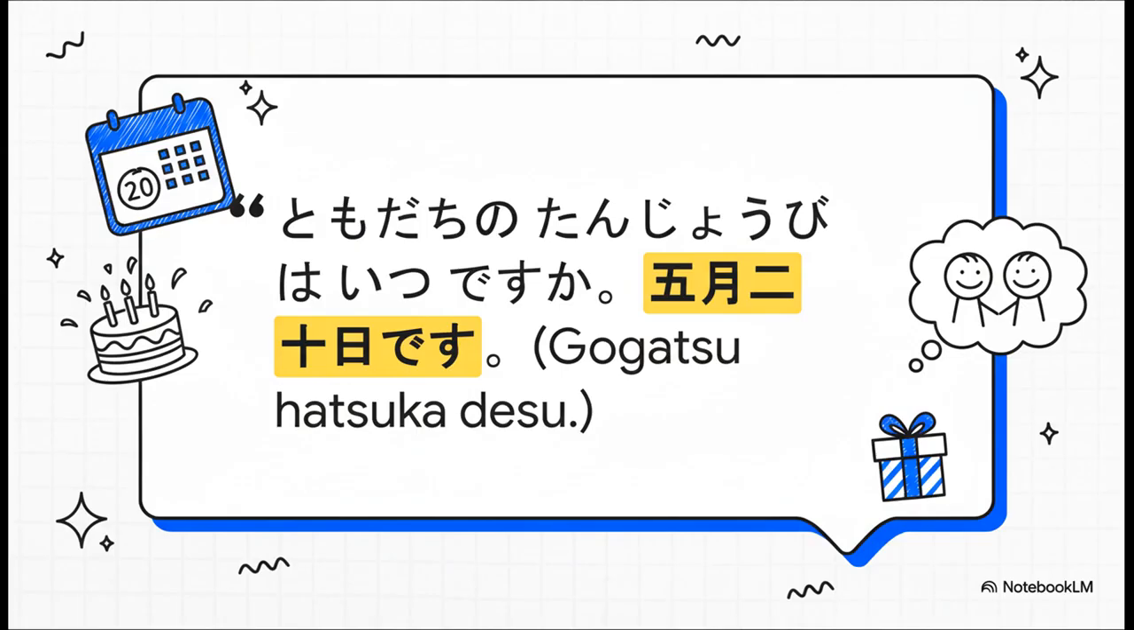Okay, let's skip down to question 3. When is your friend's birthday? Looking at the schedule, we can see the birthday is marked on the 20th. Now remember, this is one of our key exceptions. It's not nijunichi, it is hatsuka. Hatsuka desu. You're totally getting this.